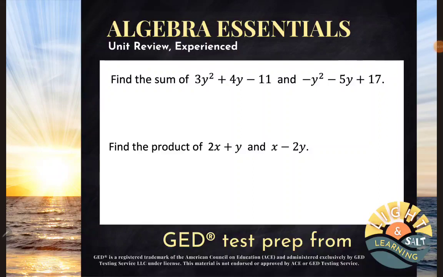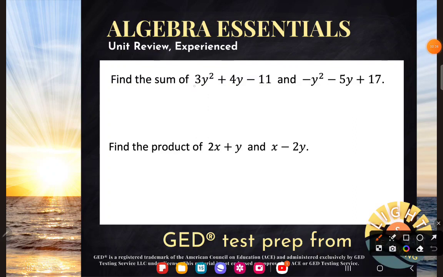Hello, algebra students. Let's put our knowledge of simplifying algebraic expressions to good use, doing some work here with polynomials. So the first example says find the sum of 3y squared plus 4y minus 11 and negative y squared minus 5y plus 17.